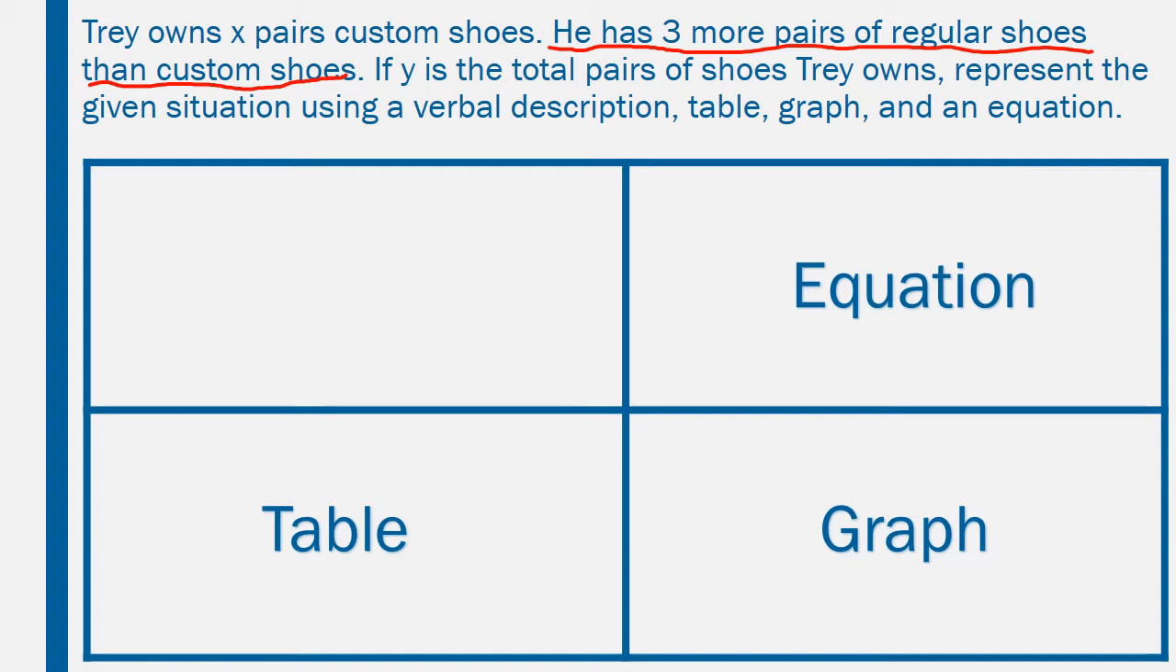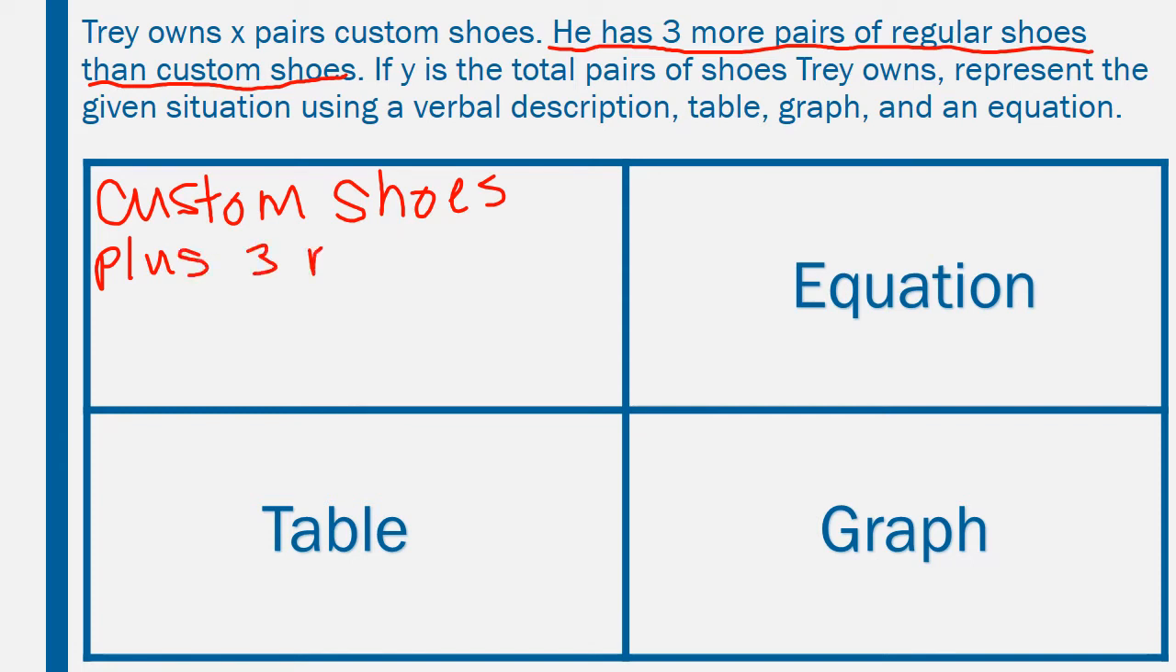So I'm going to say custom shoes plus 3 regular shoes equals the total pairs of shoes Trey owns.